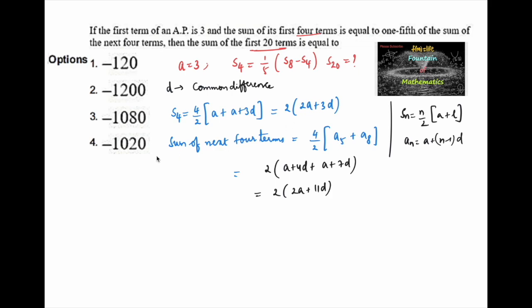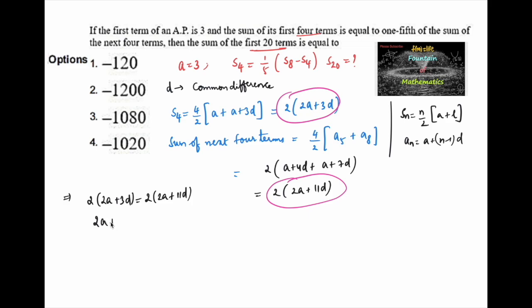Since both are related, 2 times 2a plus 3d and 2 times 2a plus 11d. So we can write 2 times 2a plus 3d is equal to, sorry, 1/5 of 2 times 2a plus 11d, which implies 2 by 5 times of. So we can cancel here 2.